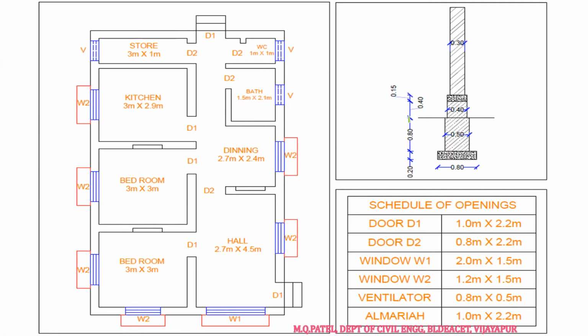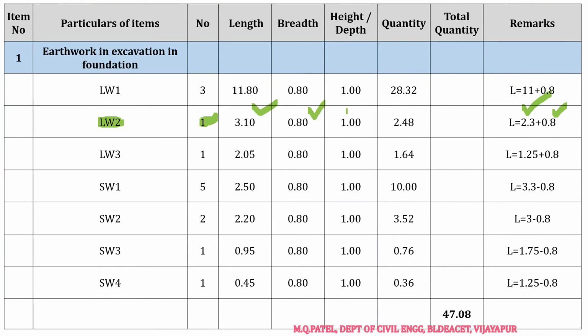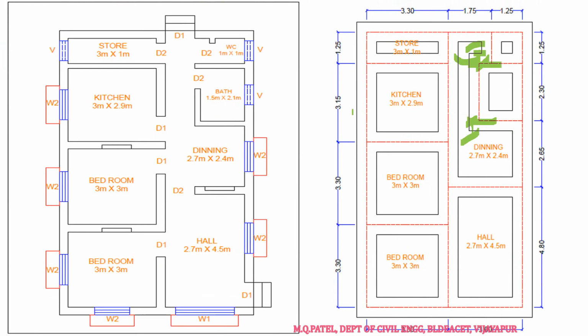Breadth and depth will remain the same. So breadth is how much? 0.8. Depth is 1 meter. So therefore breadth is 0.8, depth is 1 meter, and we will be getting the answer as 2.48 cubic meters. Right? Then next we'll go to the remaining third wall.